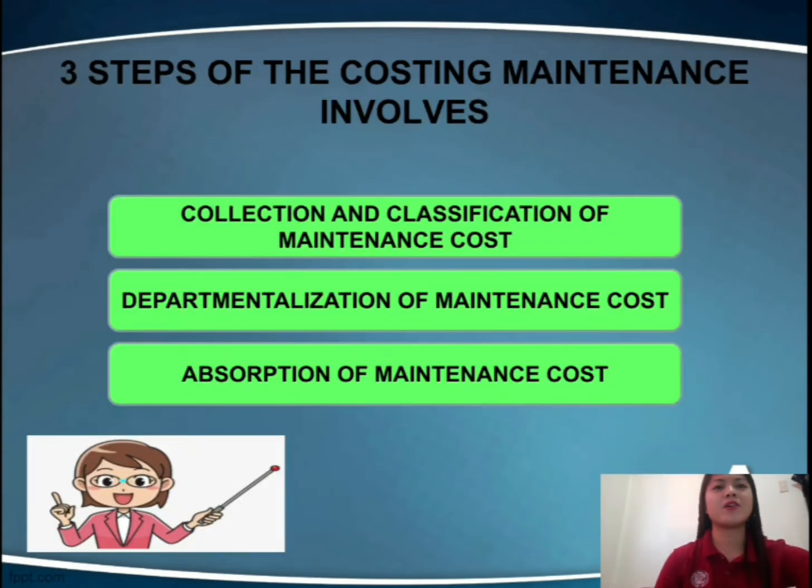Three steps of the costing maintenance involve: First is collection and classification of maintenance costs. Second is departmentalization of maintenance costs. Third is absorption of maintenance costs.